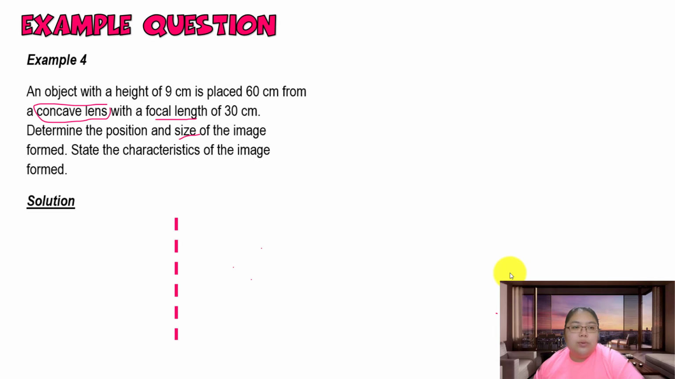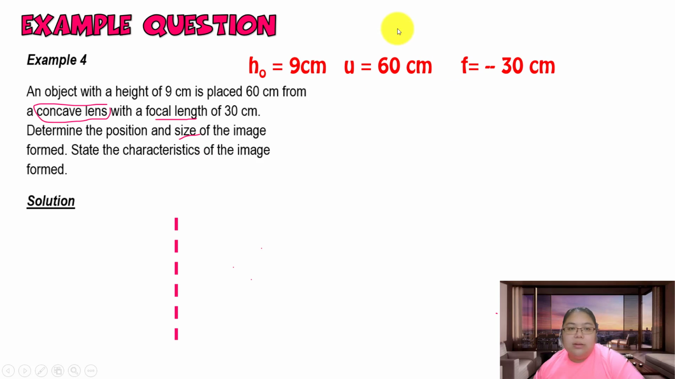Now we go to number 4. I already keyed in the info, circled here. It is a concave lens. So for concave, you must put the negative by yourself for the focal length. Determine the position and the size of the image formed. So you need to mention the image size, the image distance, and also the characteristic. We write the info: HO, the object height, is 9 cm. Object distance 60. Then the focal length, put negative.